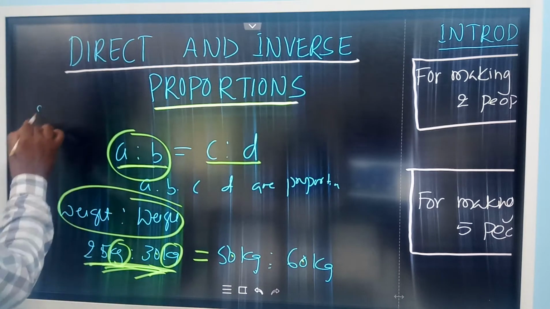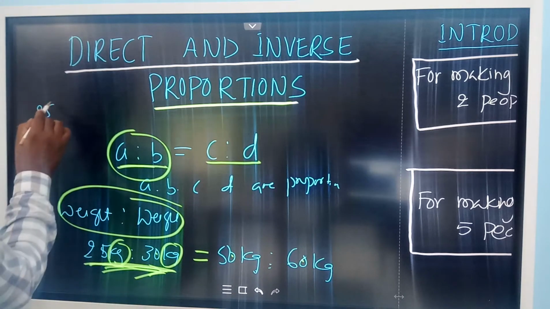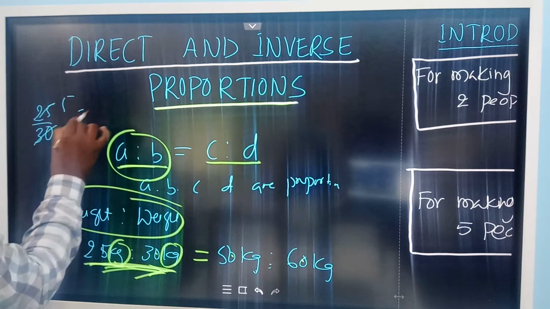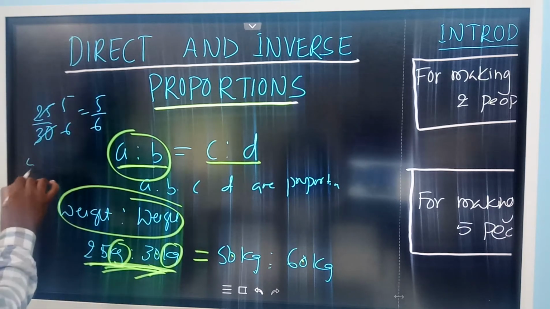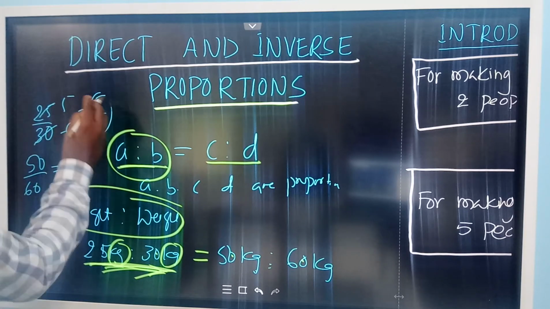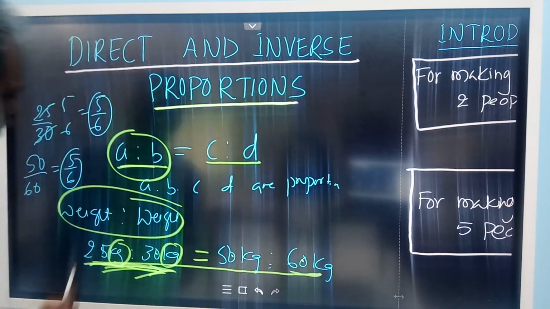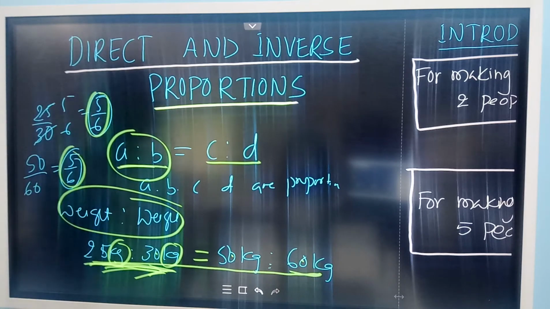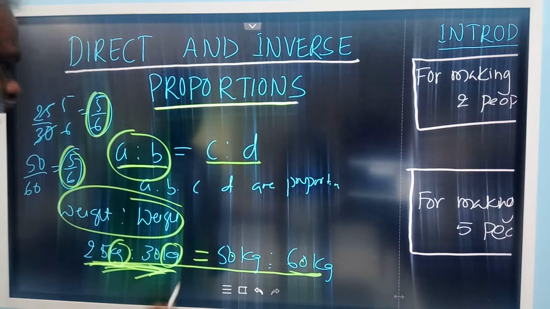You take 25 by 30 and keep it in simplest form: 5 fives are 25, 5 sixes are 30, so you are getting 5 by 6. 50 by 60, divide this one, you are getting 5 by 6. Therefore, these four terms are in proportion. After simplification you get 5 by 6 both times, so we say they are in proportion.